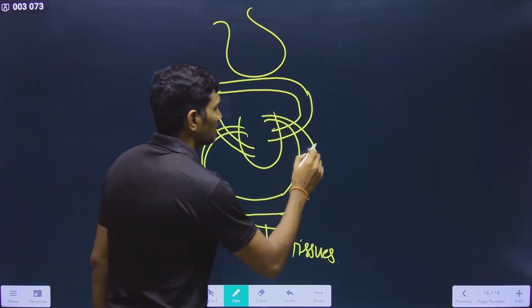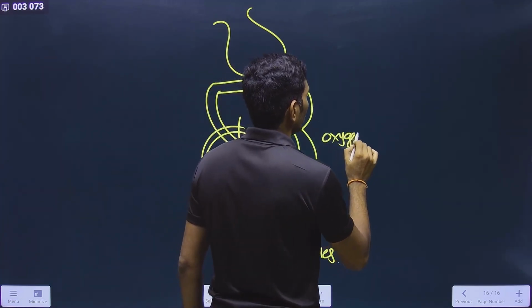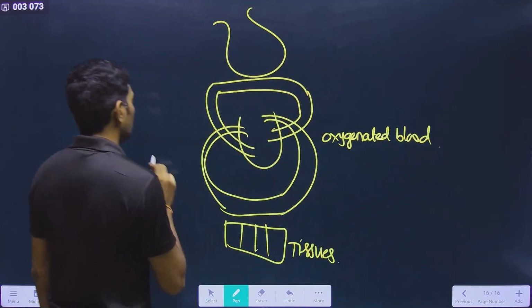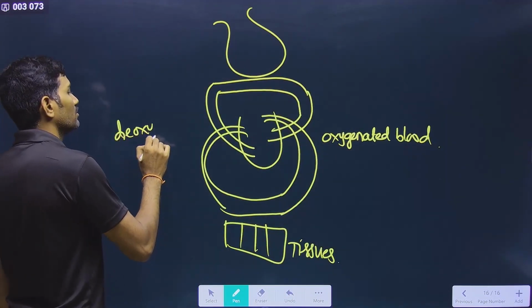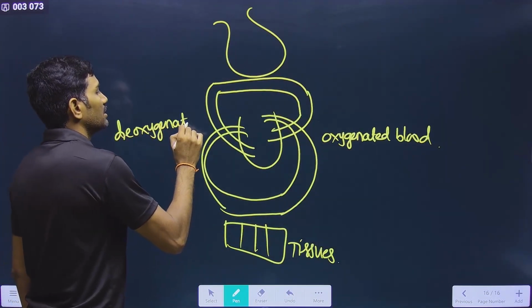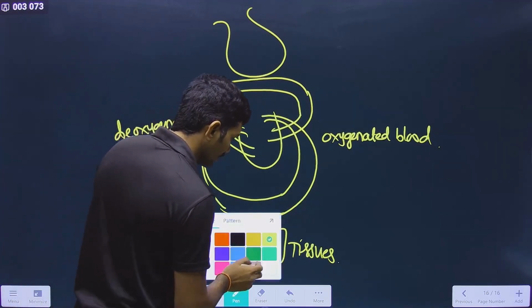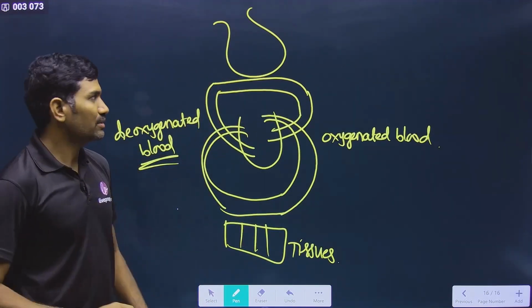Now let us see this. This is oxygenated blood. This is deoxygenated blood. Anyhow, in the next lecture I will tell you calculations. At the time it will be useful for you. So here I will tell you the simple point.